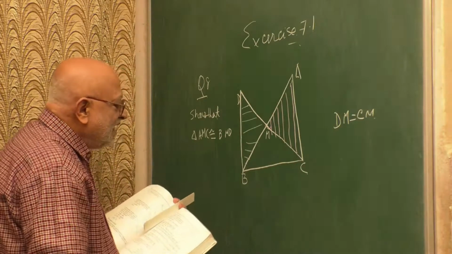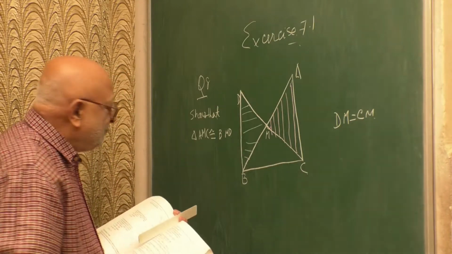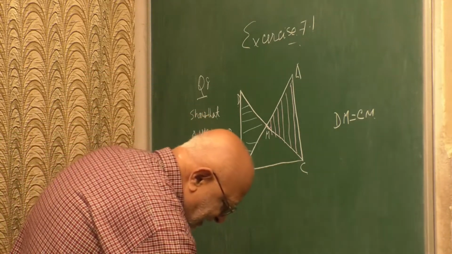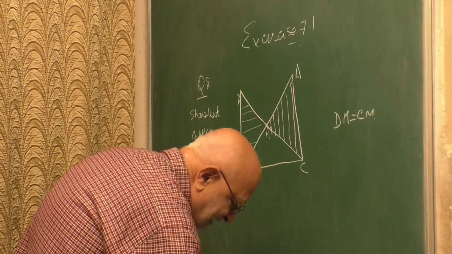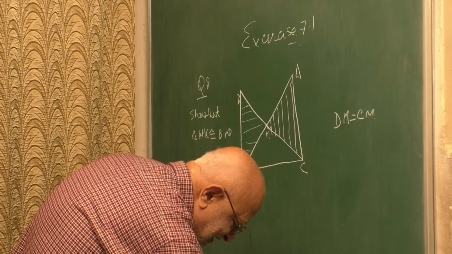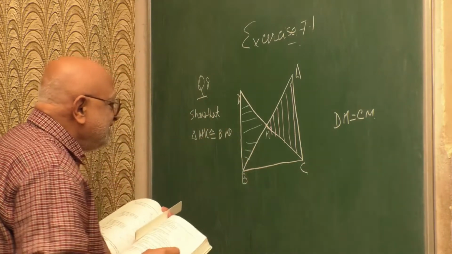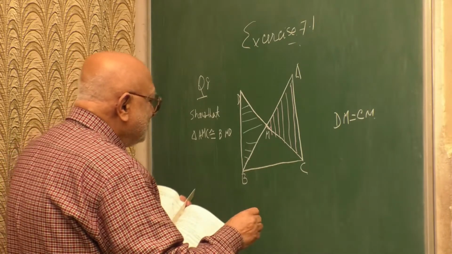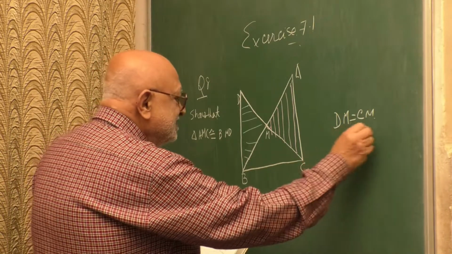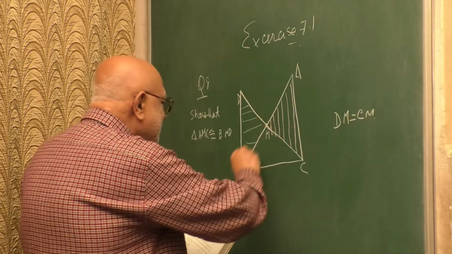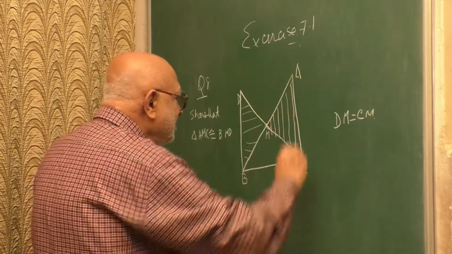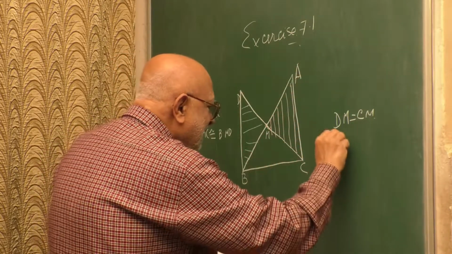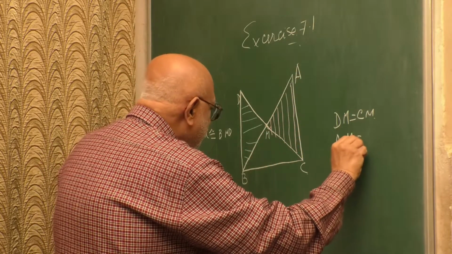Now, first of all, show that they are congruent. So we will take up this one. In order to show this congruent triangle is very easy, because it has already been given that DM is equal to CM, and M is the midpoint of AB. So AM is equal to BM.